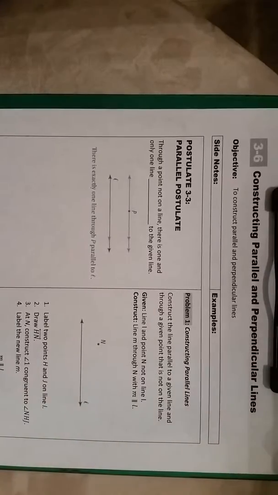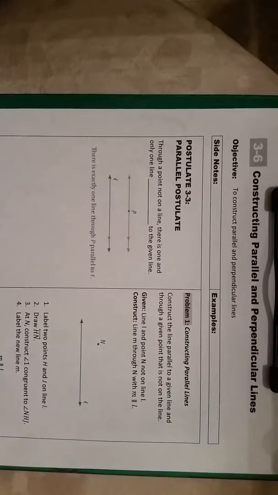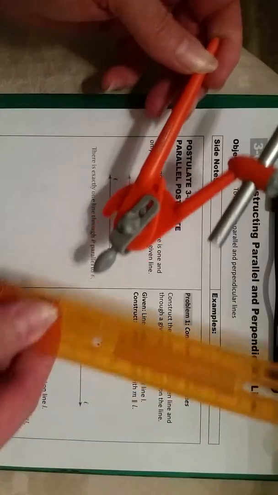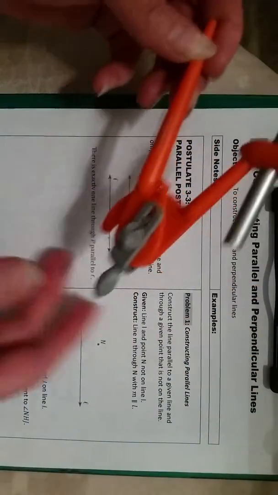In this lesson, we will be constructing parallel and perpendicular lines. Remember, with a construction, you only need two tools. You need your compass, and you need a straight edge, or a ruler can serve as a straight edge. We're just not going to use it as a measuring device.